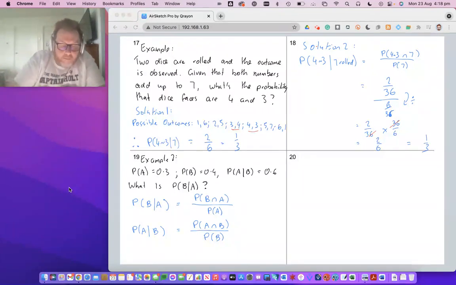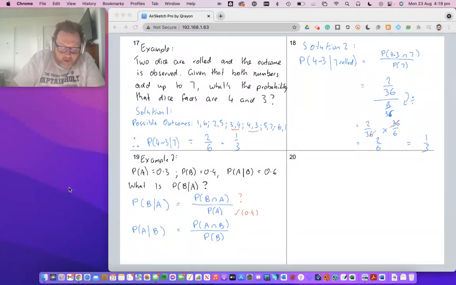We know that the probability of B given A, which is what we're looking for, is given by the probability of B intersect A, which we don't have yet, over the probability of A, which we do have, it's 0.3. Great. But we don't have the probability of B intersect A. However, we do have one more fact, and that is that the probability of A given B is 0.6.